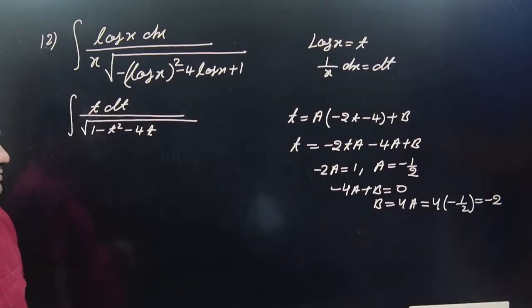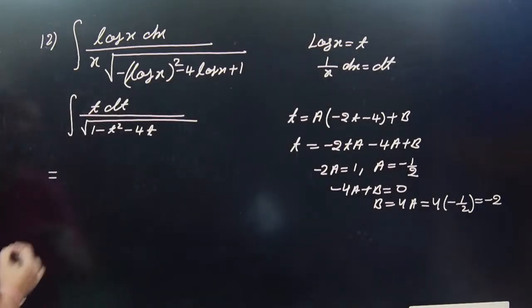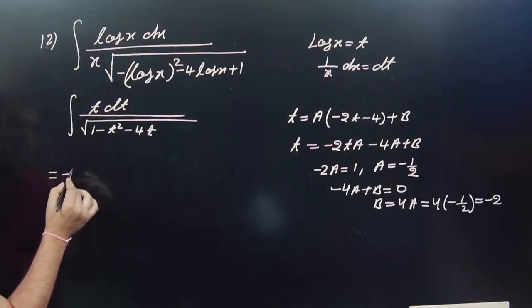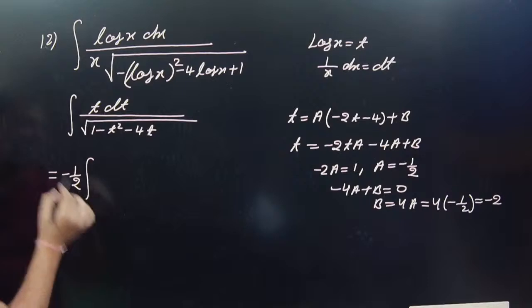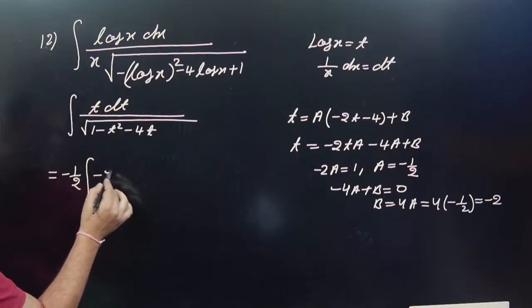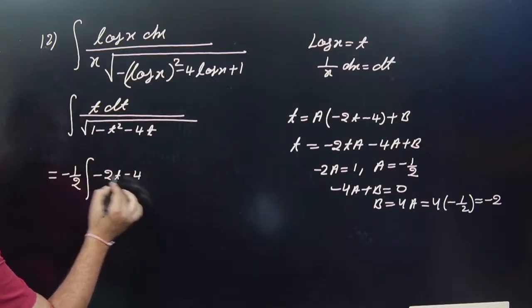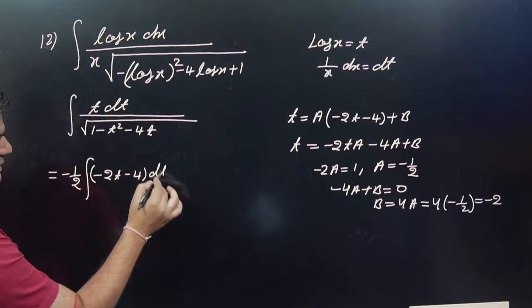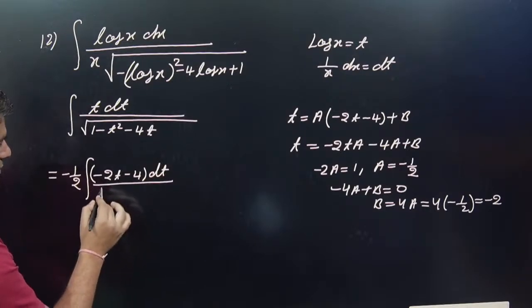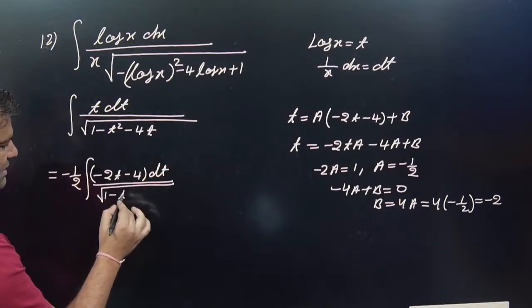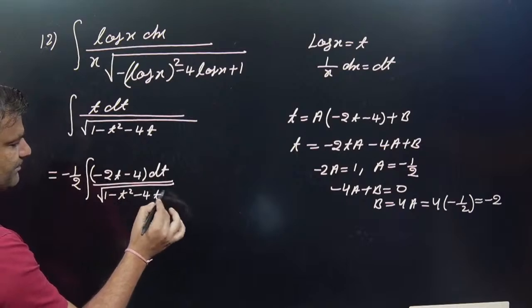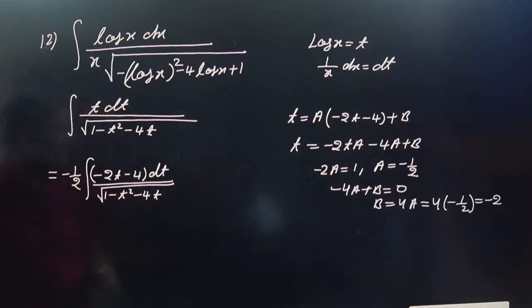So b is how much? Minus 2 and a is minus half. So you can say that, what about that value? A is minus half, so 1 by 2 into minus 2t minus 4 dt divided by under root 1 minus t square minus 4t. Okay.